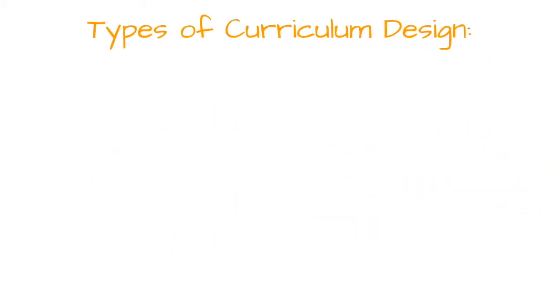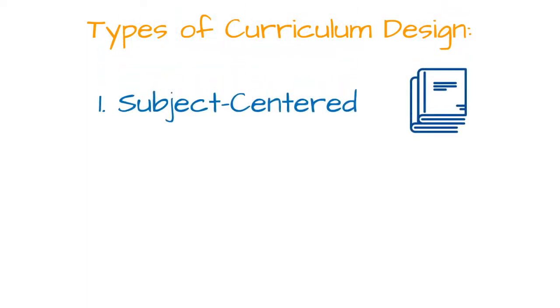There are three basic types of curriculum design. The first type of design is subject-centered design, which focuses on a particular subject matter, such as math or biology, and describes what needs to be studied. One drawback of subject-centered design is that it's not always student-centered.